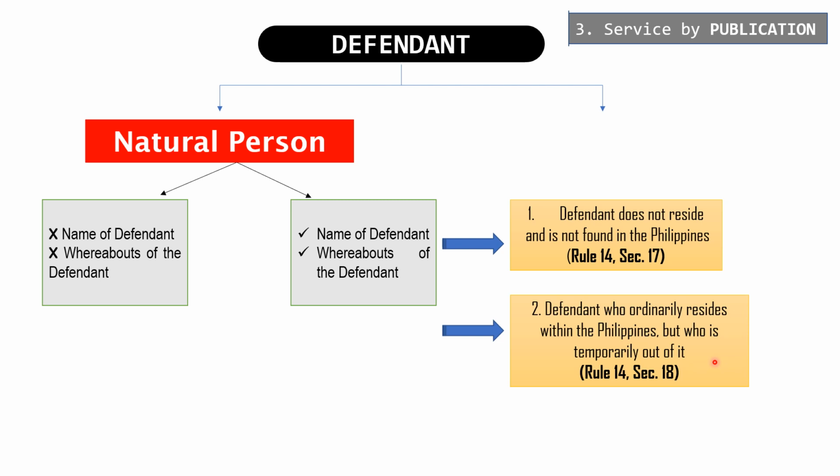Another example is, especially now during COVID, those who have money and are allowed to stay in another country went there, because they are allowed to go out, more free to roam around, with no restrictions and no lockdown. So they are residents of the Philippines but temporarily outside of the Philippines. So in these scenarios, service by publication or summons by publication is allowed.